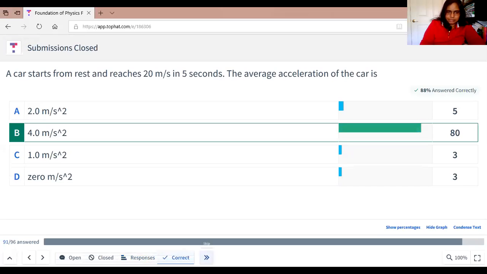Yeah, that's the correct answer. And one more thing, you need to look at the unit. So all these 4 answers came with the correct unit. So unit does not affect that much on this answer. But remember, look at the unit. It's acceleration, so it's meters per second squared.